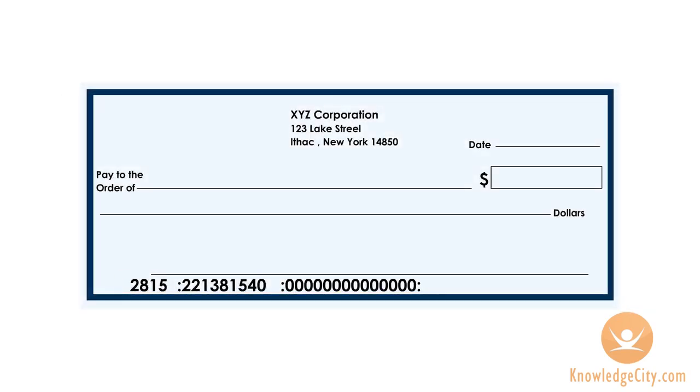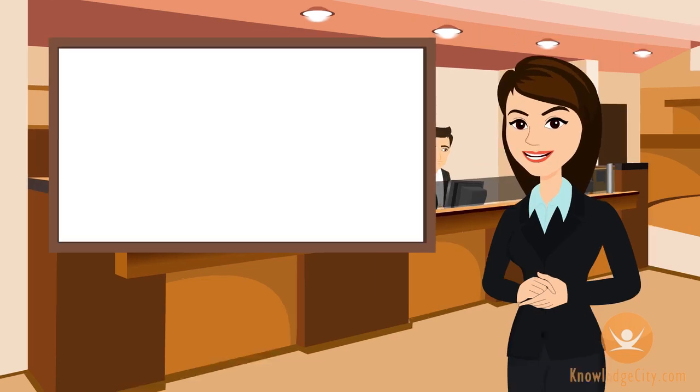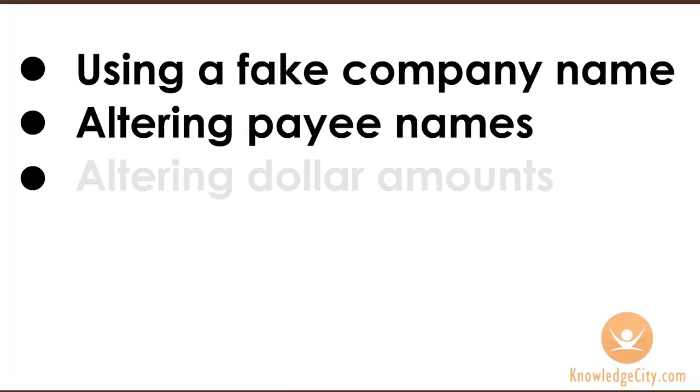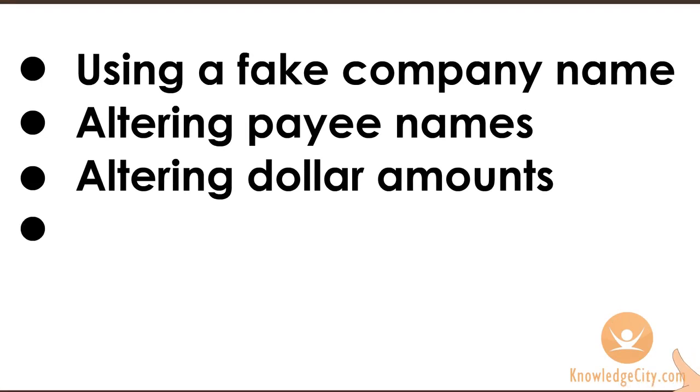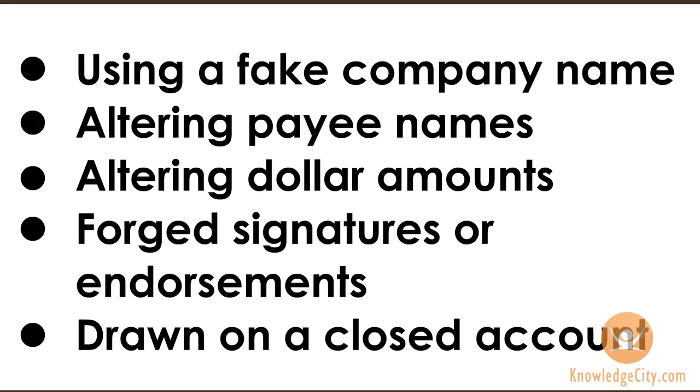According to research by the Association for Financial Professionals, the most prevalent check fraud method is counterfeiting by altering the MICR line on the check. Other methods of counterfeiting checks included using a fake company name, altering payee names, altering dollar amounts, forged signatures or endorsements, and drawn on a closed account.